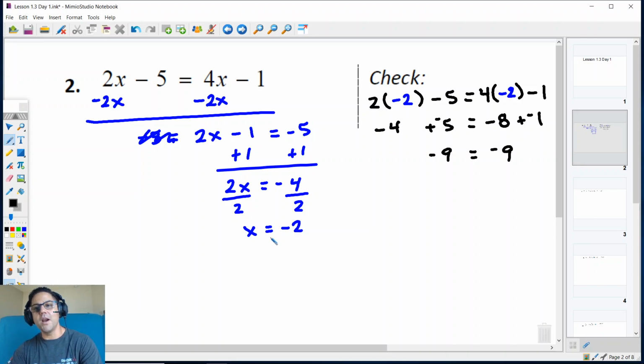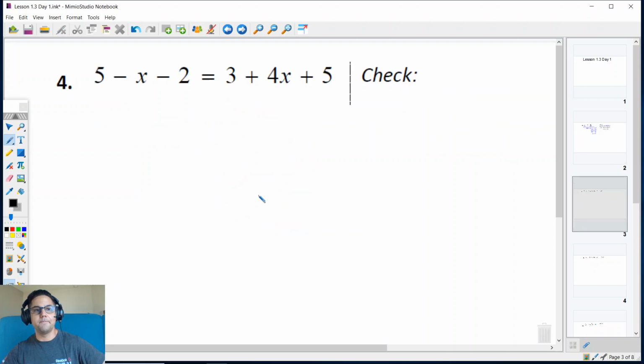Remember, if you were doing your work and you ended up getting like negative 9 equals positive 9 or negative 9 equals 3, obviously that does not work. So it means either you made a mistake on the check or you made a mistake on the actual solving. All right, let's try a few more. And then again, you'll get started on your assignment.